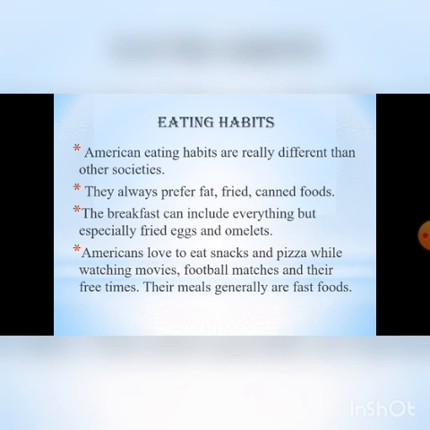Eating habits. American eating habits are really different from other societies. They always prefer fat, fried, canned foods. Breakfast can include everything, but especially fried eggs and omelets. Americans love to eat snacks and pizza while watching movies, football matches, and in their free time. Their meals are generally fast food, and teenagers generally eat hamburgers, French fries, and others, and they drink Coke, beer, and others.